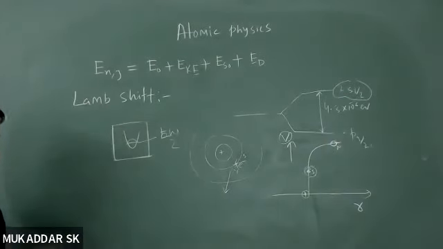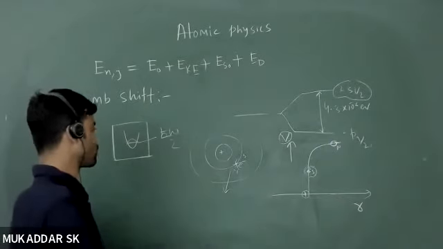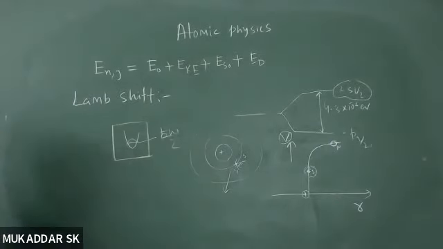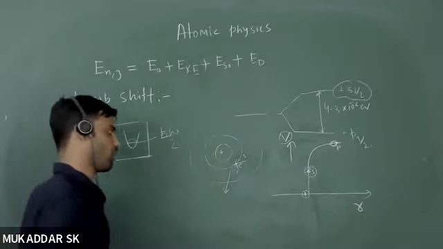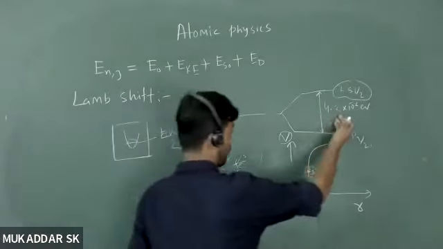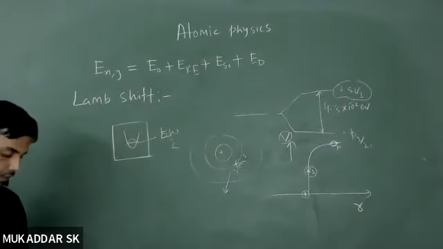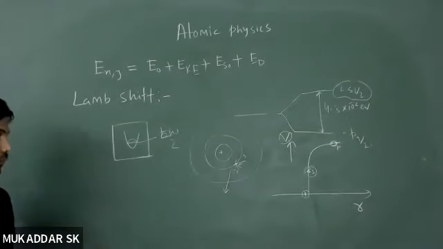So the s orbital is very much sensitive to distance, and that distance is getting changed due to the quantization of the EM wave, and that's why there is a modification of the energy of the s orbital. Due to this, it will shift upwards. Okay, is it clear? Yes sir.